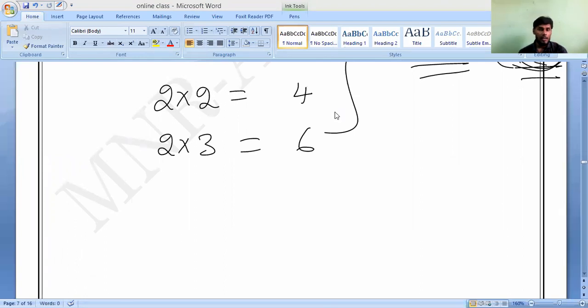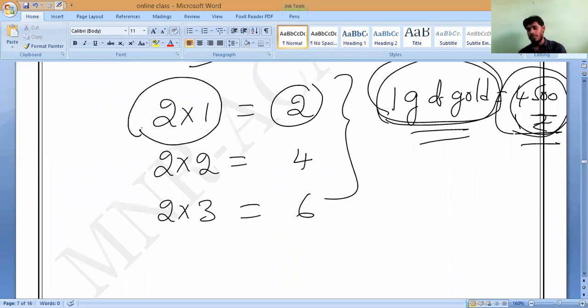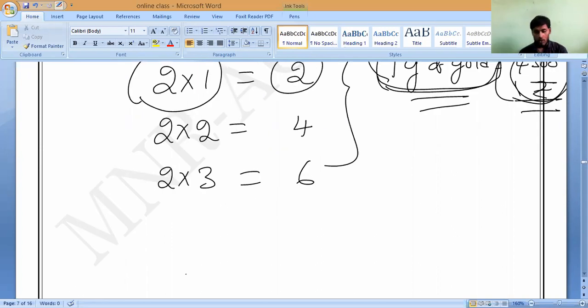Or else, suppose Narayan says I have 2 rupees and Sanat says I have 2 into 1 rupee. Are both equal or not? Equal only, sir. Both are equal only. Yes or no? Navaneswaran? Equal, sir.